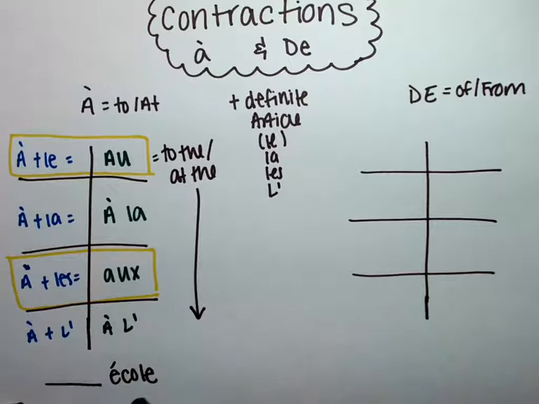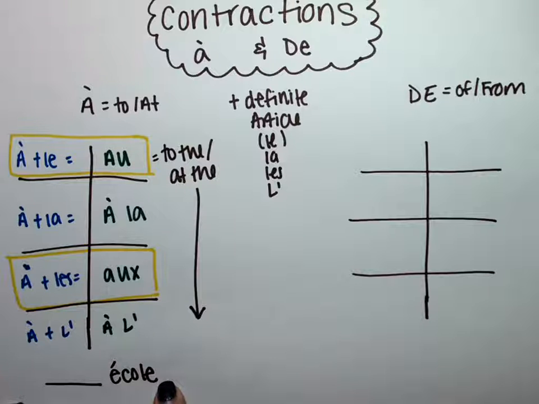So now looking at our word école, we've got to decide if it's feminine or masculine. Now I told you that there's a rule you can apply that if it ends in an E, most of the time it's going to be feminine. So this one ends in an E, so it's probably feminine. Now we have two options. Is this plural or is this not plural?